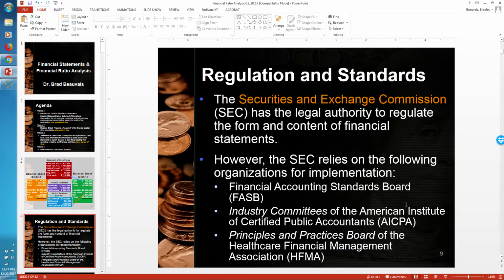However, as you might understand, even though the SEC is the watchdog, it is very much reliant on individual industry experts. So in the case of healthcare, the SEC relies on, of course, the FASB, or the Financial Accounting Standards Board, that oversees all industries. But also specifically from our industry, we're talking about the Principles and Practices Board of HFMA.